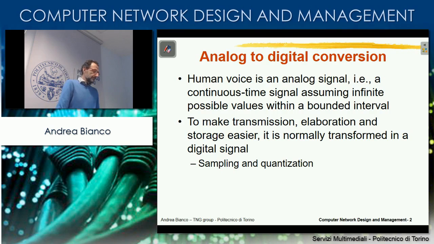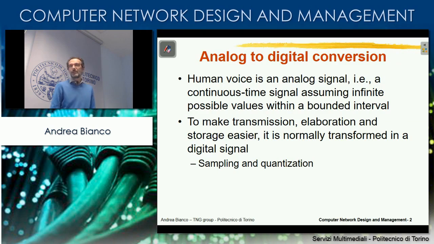Okay, you know that the human voice is an analog signal, which means it's a continuous time signal assuming an infinite set of possible values, of course within a bounded interval because we have bounds on the power that we can generate. That's how the signal is generated in the acoustic domain. This signal is typically translated into a signal that is more suited to be sent over cables or any transmission medium, which is typically electric, electronic, or magnetic, but still analog.